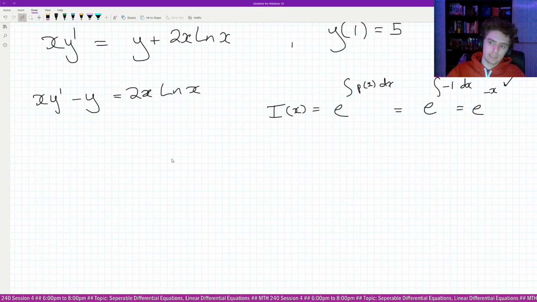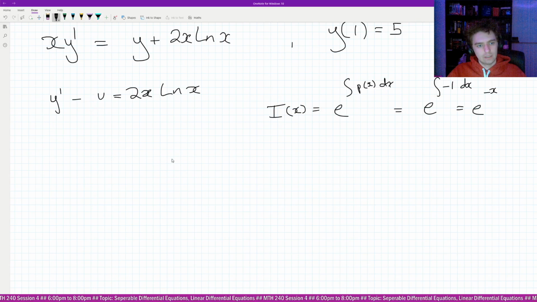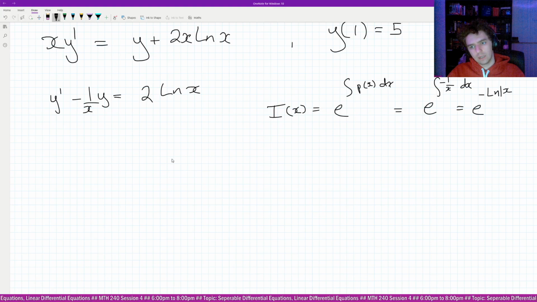And you don't have to worry about a plus c up here. We just choose c equals 0 for that integral. So multiply both sides by this, and so we get e to the negative x. Isn't it, you have to take the x away from the y prime? Yes, you're right. So this is 1 over x, and this is just 2 ln x. So this would be negative 1 over x, so this would be negative ln absolute value x. Thank you. Yes, that's right.